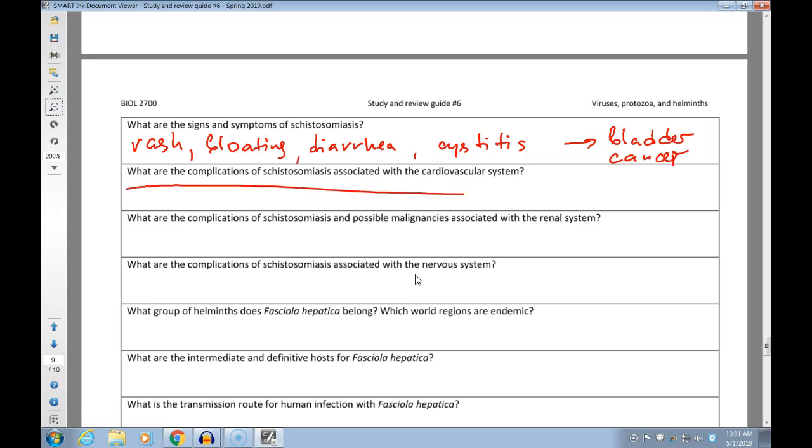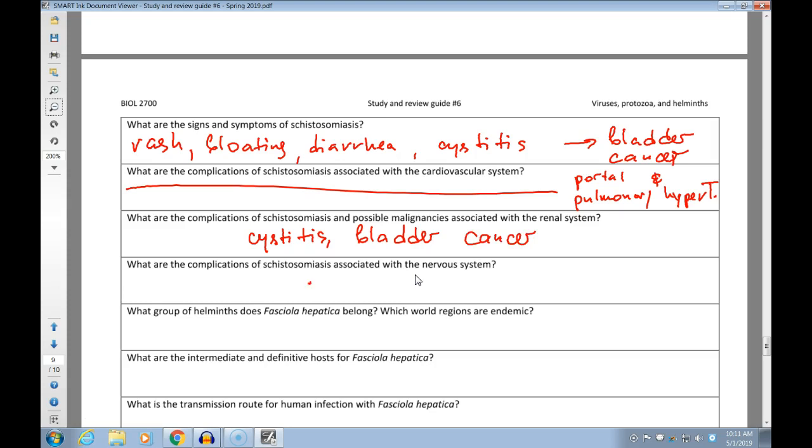Complications associated with the cardiovascular system: portal and pulmonary hypertension. Renal system: cystitis, bladder cancer. Nervous system: CNS granulomas.